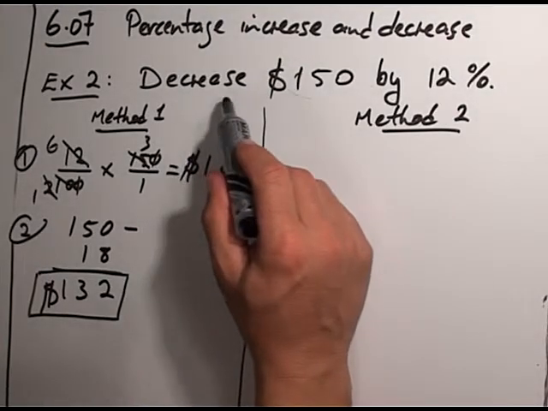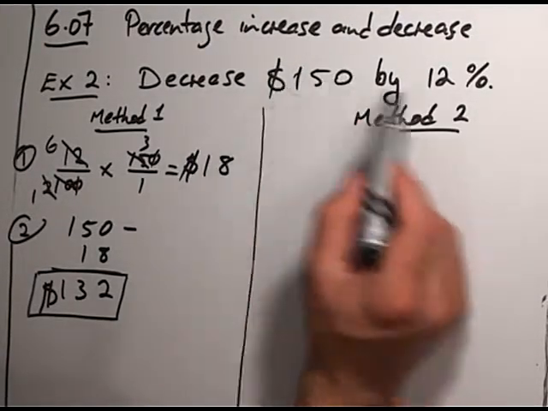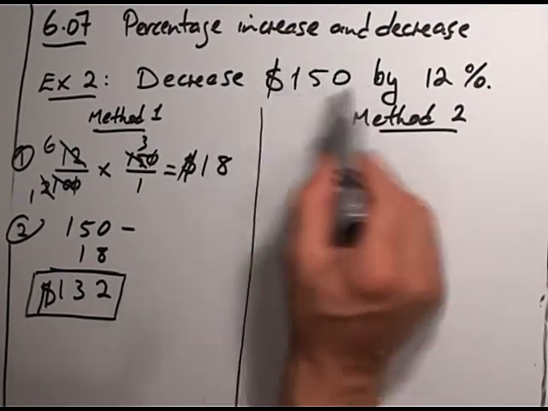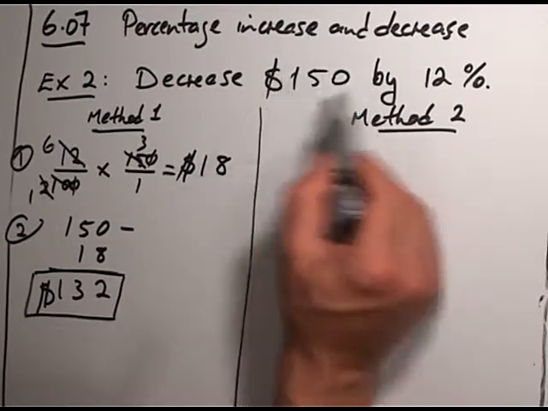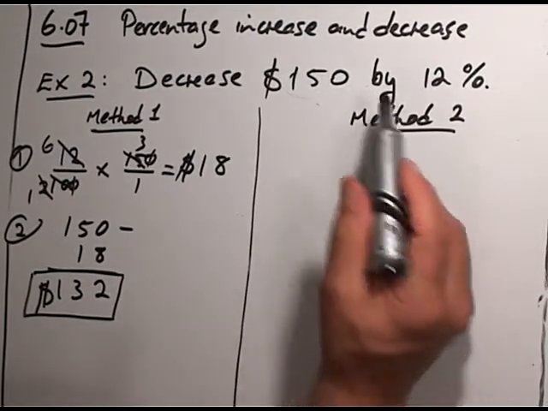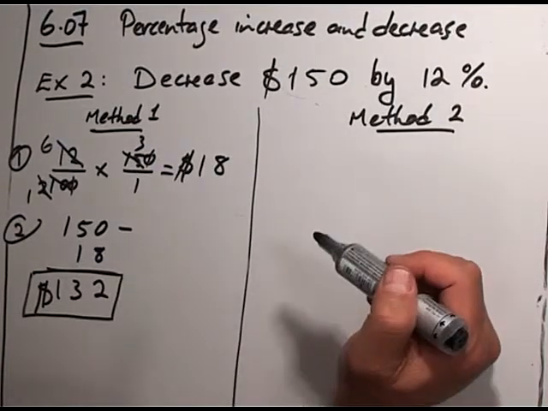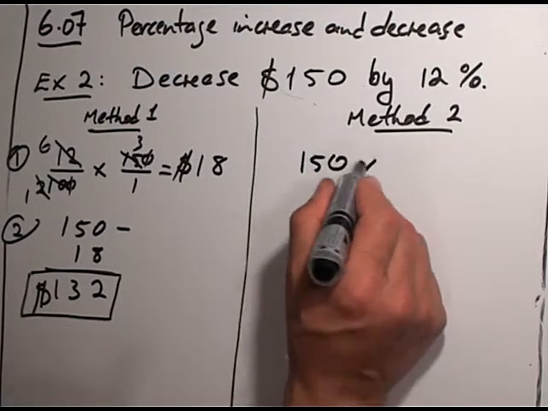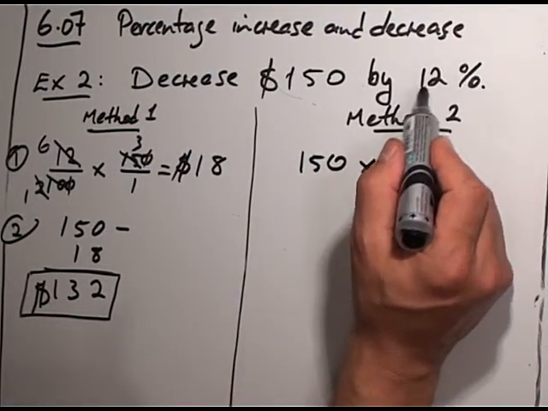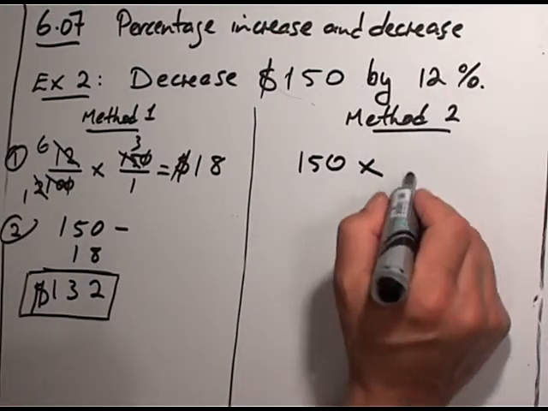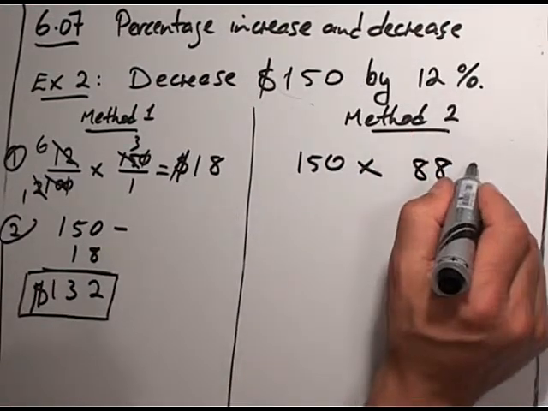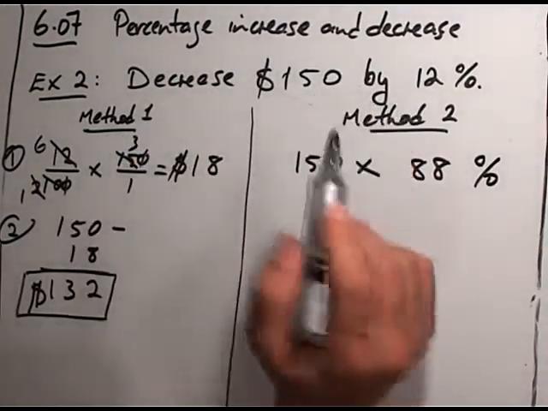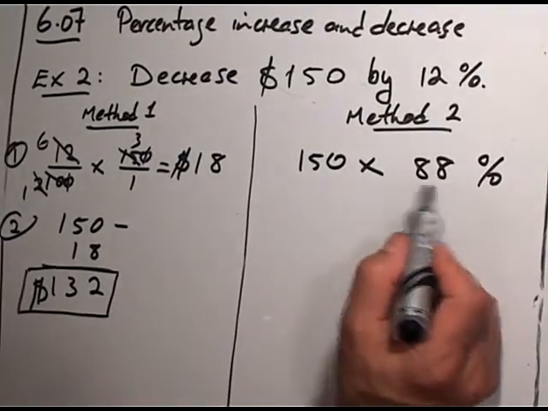When I'm asked to decrease my amount by 12%, that means I'm actually going to be less than 100%. Obviously, if I'm taking away from my 150, well, 150 is my 100%. I need to decrease that by 12. So what's 100% less 12? That's the same as saying, what is 150 multiplied by 100 minus 12? What's 100 minus 12? That's going to be 88. And it's 88%. So in other words, if I decrease 150 by 12%, it's actually saying what is 88% of 150?